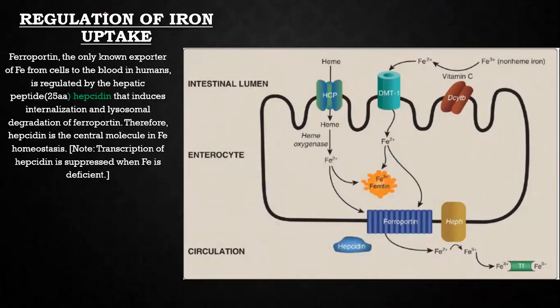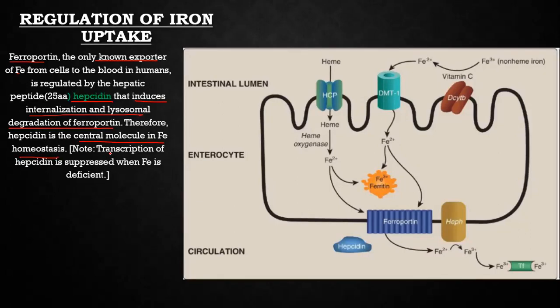Here we are. Now, regulation of iron uptake into the plasma. Ferroportin is the only known exporter of iron from cells. And it is regulated by a hepatic peptide hormone known as hepcidin, which has 25 amino acids. And how does it regulate? It usually induces internalization and lysosomal degradation of ferroportin. Therefore, hepcidin is the central molecule in iron homeostasis.